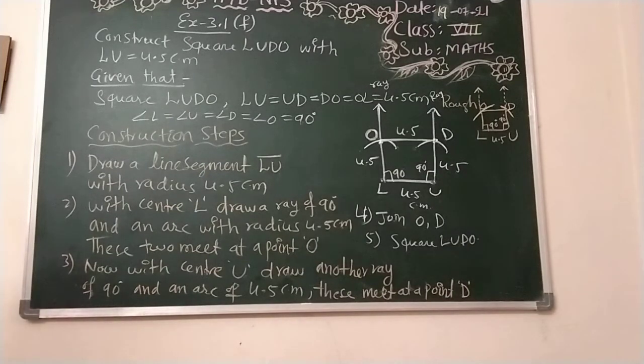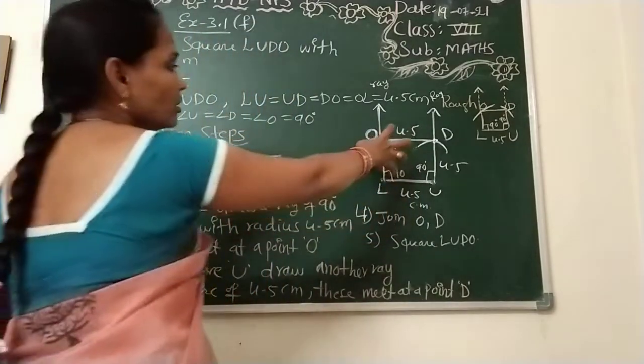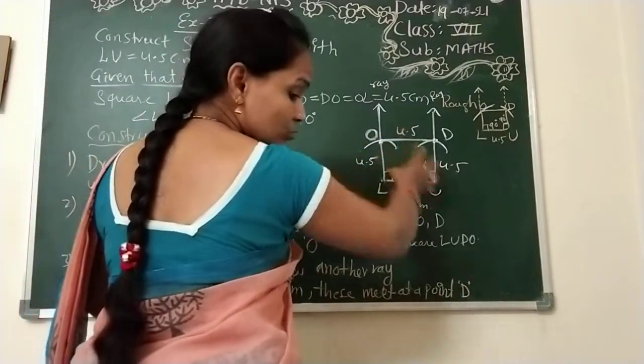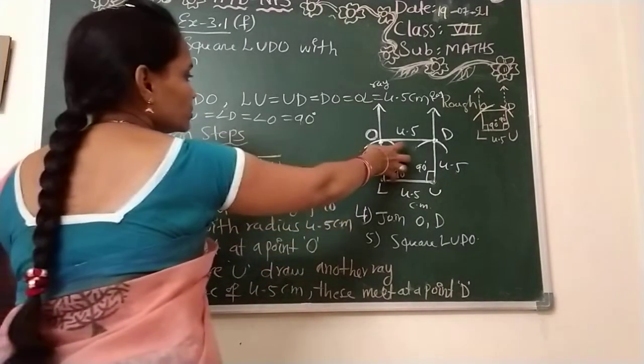You can write this in your notebook. This is the rough diagram. This is the main diagram, which we have constructed by using ruler and compass.